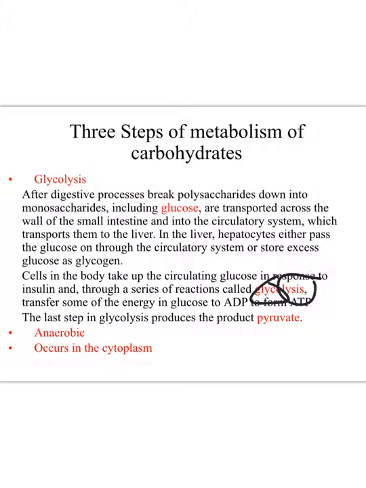What you need to know about glycolysis is that it happens whether or not you have oxygen present. So it is anaerobic. That doesn't mean you can't have oxygen present. It just simply means that it happens whether or not you have oxygen. You should also know that it occurs in the cytoplasm of the cell. The very last stage ends up producing a compound known as pyruvate.